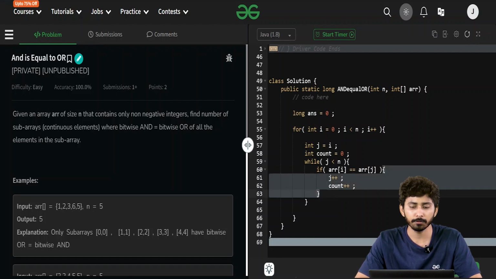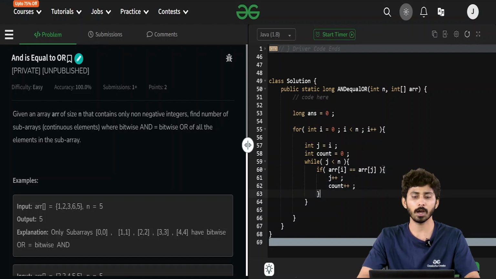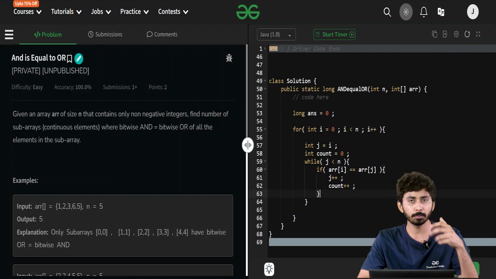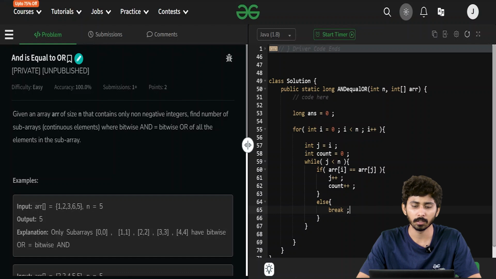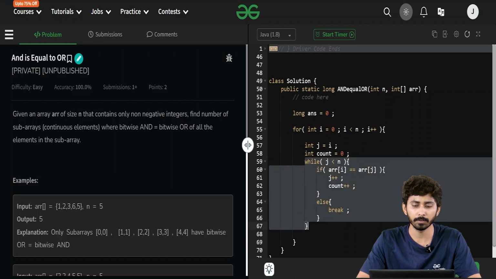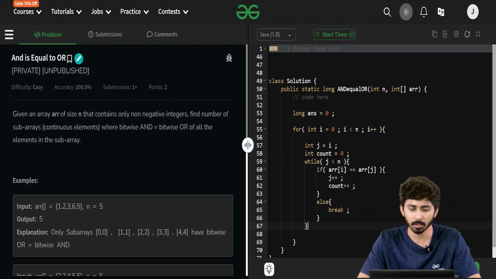And if this is not true, what should I do? If array of i is not equivalent to array of j, then I should break out of this while loop. And when you break out of this while loop, you are supposed to increment the value of answer. So answer will be count into count plus 1, divided by 2. And then what will you be doing? Where should you place your i?